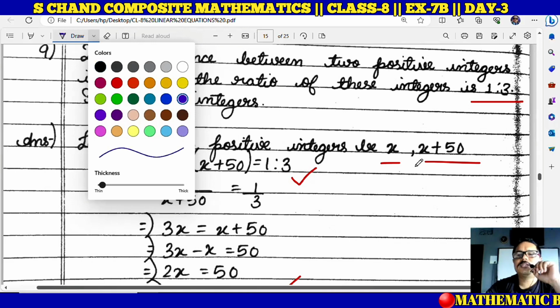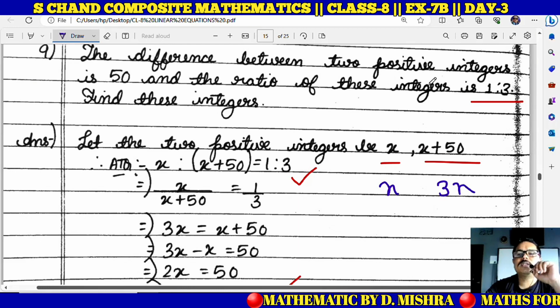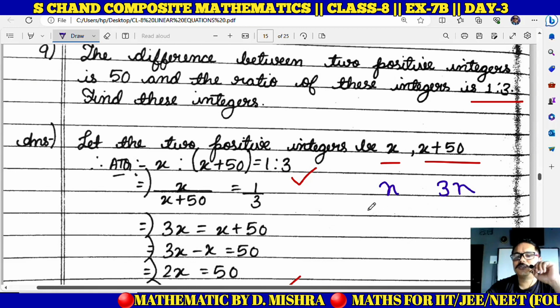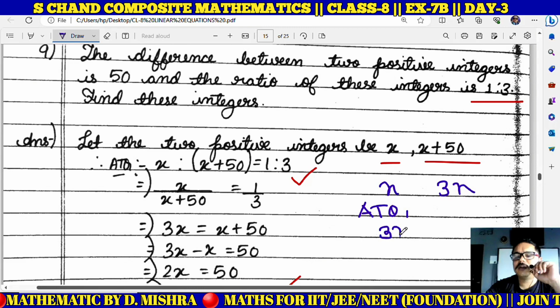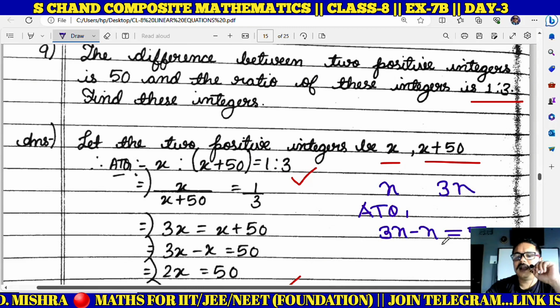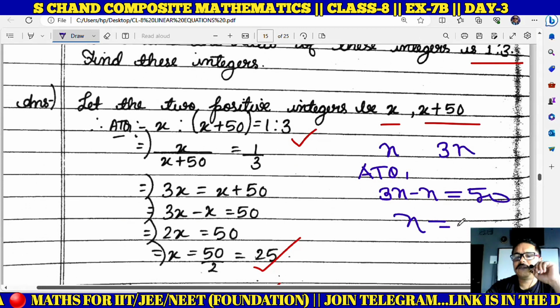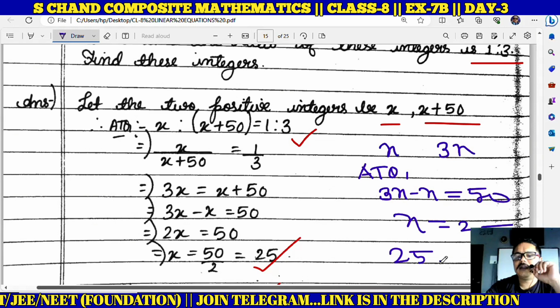So now if you assume here the first integer x and the second integer 3x, right? The difference between the two positive integers is 50, and the ratio of these integers is 1:3. So according to the question, if you assume like this, then your equation will become the difference of these two, 3x minus x is 50, and x will come out as 25, so that your answer will be 25 and 75.